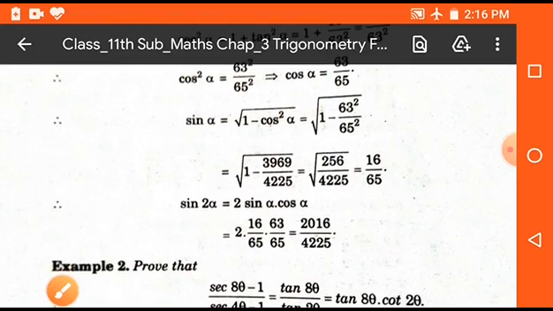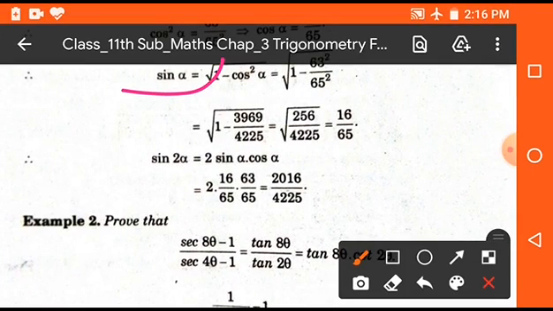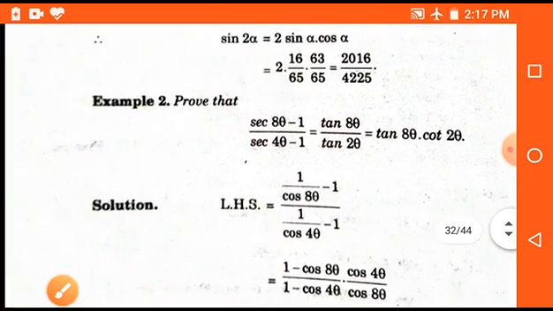Clear? So sin alpha is 16 upon 65. So putting the value, sin 2 alpha equals 2 sin alpha into cos alpha, and putting the values of sin alpha and cos alpha, we get the required value.